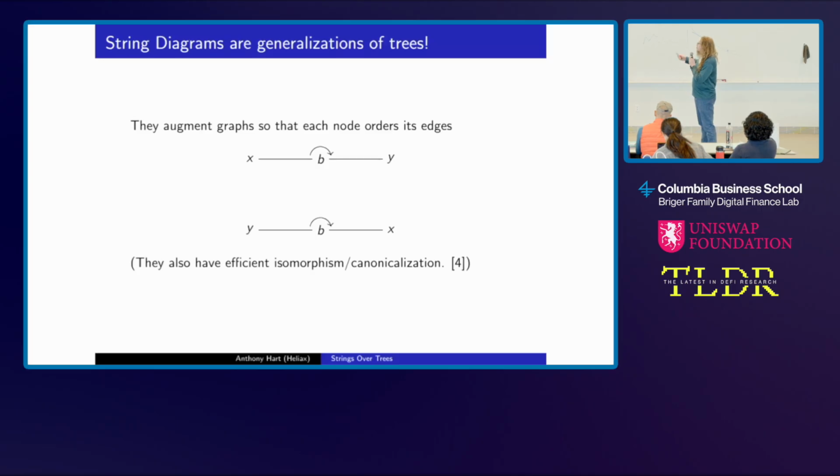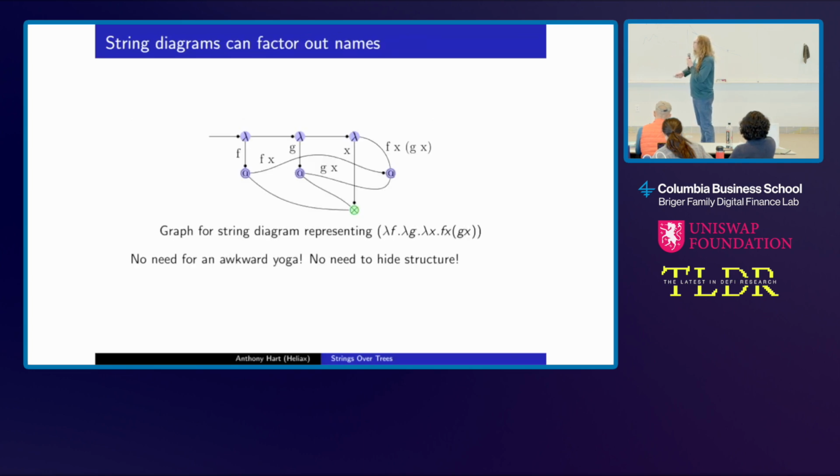The actual solution is string diagrams, which are graphs such that each node defines an ordering on their edges. These are a generalization of trees, and isomorphism checking is efficient for them. So in this example, I'm translating a lambda expression into a kind of string diagram. Those labels are not actually part of the data structure. They're there for understanding. So this allows us to completely factor out the need for names without scrambling the expression.